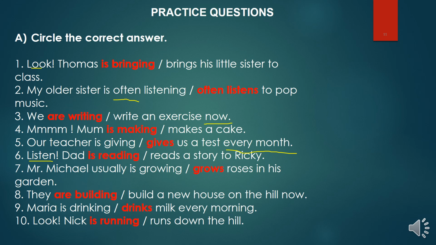Mr. Michael usually is growing or grows roses in his garden. Because we used usually, it means this is a habitual action, so I chose grows. They are building a new house on the hill now. Since we have now, it means the action is happening now at present, so I use are building. Maria is drinking or drinks milk every morning. They used every morning, so I have to say drinks since this is a habitual or a repetitive action. Look, Nick is running down the hill. He is running now. Why? Because we used also look.